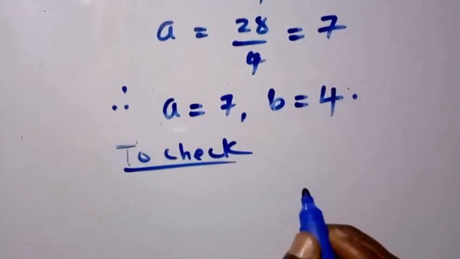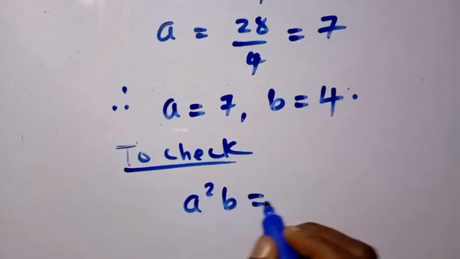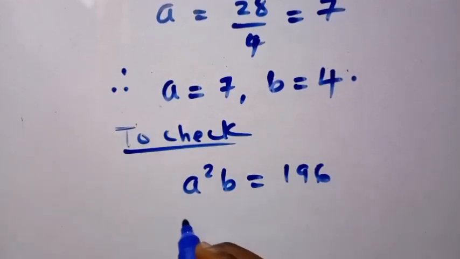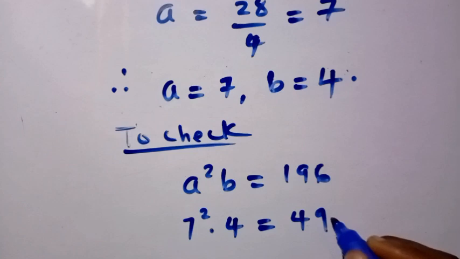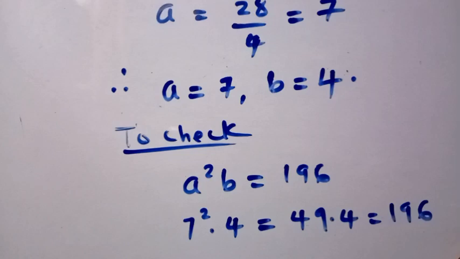So to check for this, equation 1 is given as a squared b equals 196, and we are given a as 7, so 7 squared multiplied by 4. So 7 squared is 49 multiplied by 4, and 49 times 4 is 196, which shows that the left hand side equals the right hand side. Similarly, when we substitute for the second one as well, it's still going to be equal.